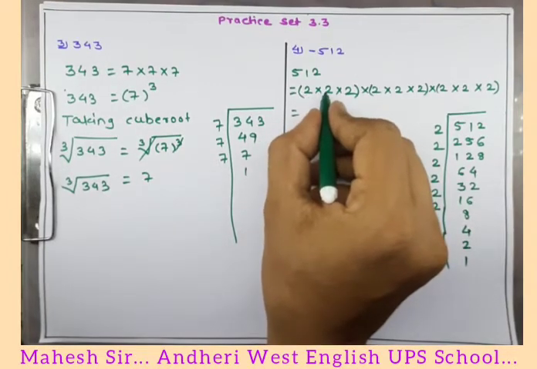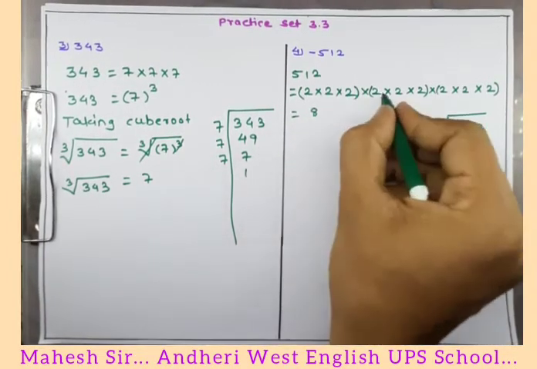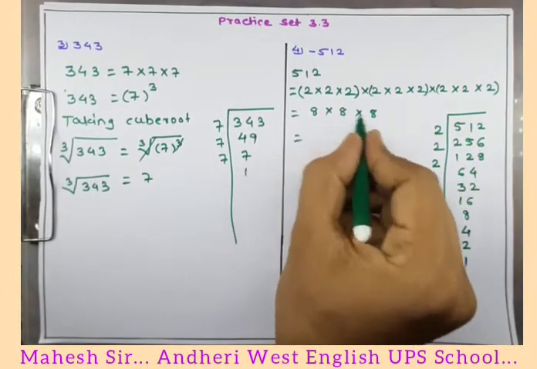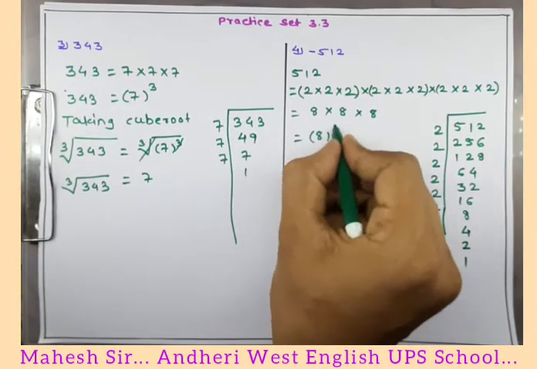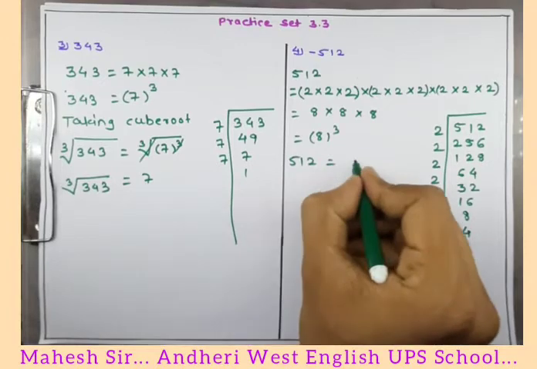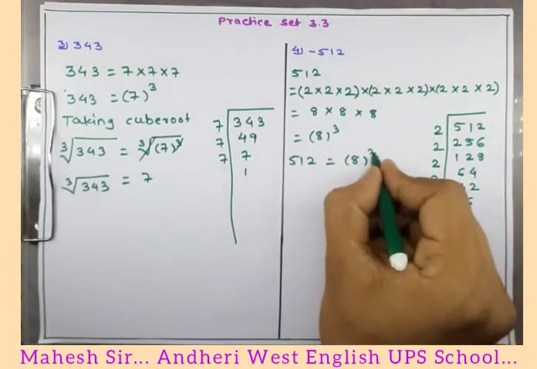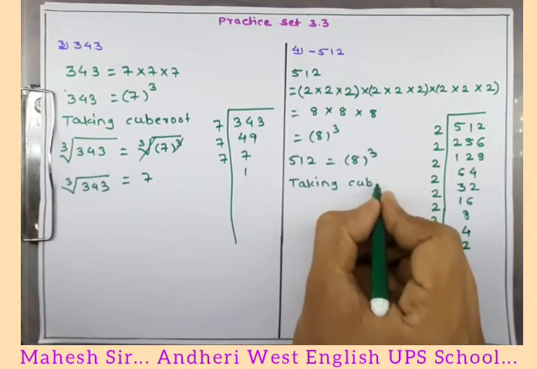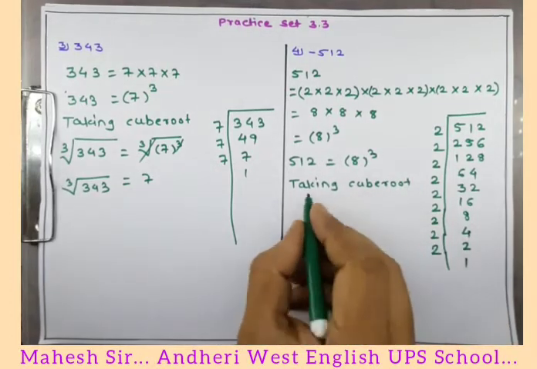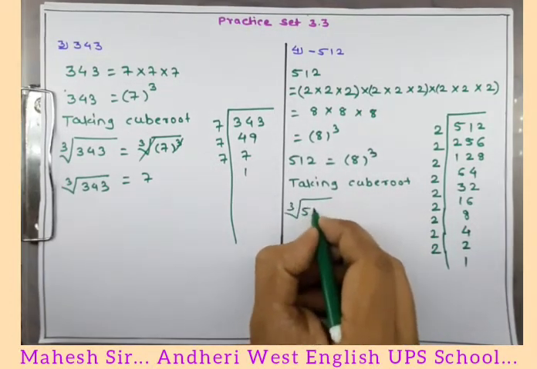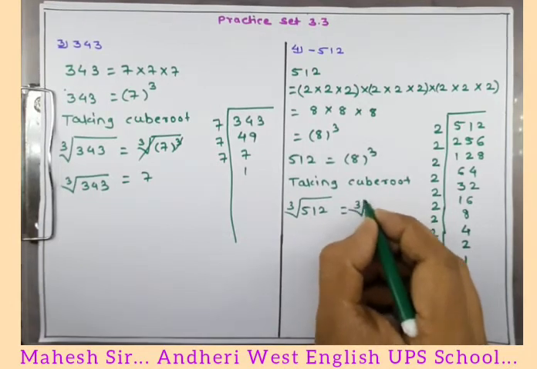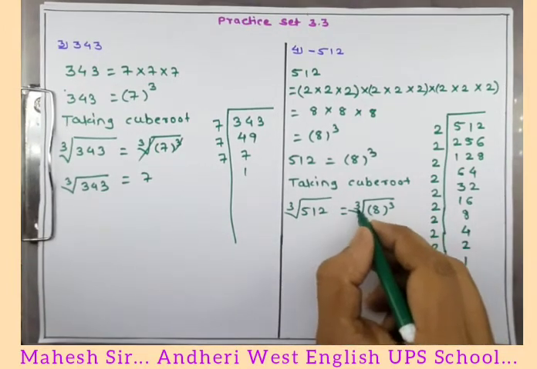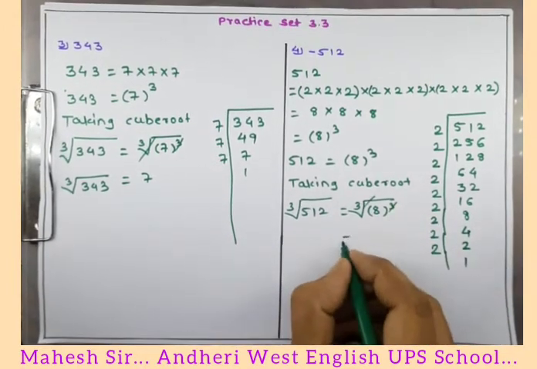2 multiplied by 2 is 4, 4 2s are 8, so I will write 8. Again the same, 8, 8. So 8 into 8 into 8 is 8 cube. So 512 is equal to 8 cube. Taking cube root on both sides, we get cube root of 512 is equal to cube root of 8 cube. This side will remain the same. Here cube root and cube get cancelled, so I get only the answer 8.